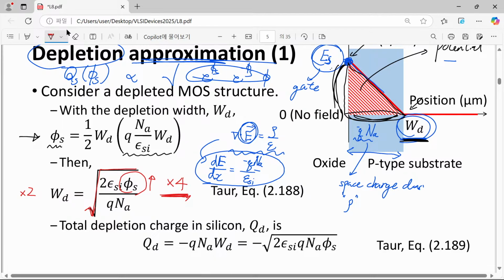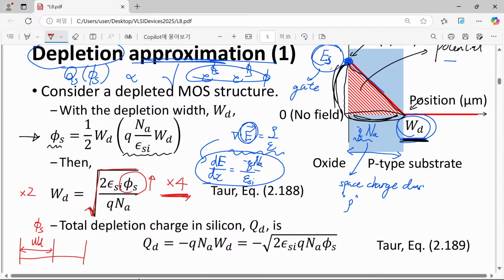So maybe you can expect that it is very difficult to have an extremely wide depletion layer, because if we already have a certain depletion layer, then in order to increase it by a factor of two, yes, say that this is your given WD and given phi s.